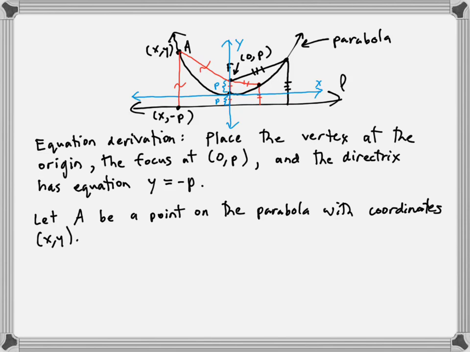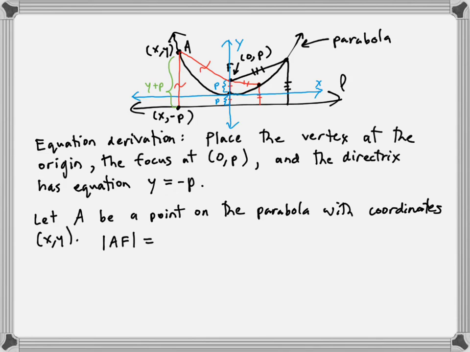So what would this distance be? We don't even need the distance formula to do this part. The distance from here to here is y plus p, because it's a height of y, and then we also went p more down. Now, what about this distance, the distance from A to F? That's where we actually need the distance formula.